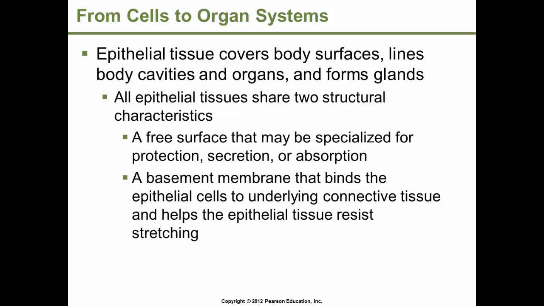Epithelial tissue covers our body surfaces, it lines the body cavities and organs, and it forms glands. All epithelial tissue shares 2 structural characteristics: a free surface and a basement membrane. The free surface may be specialized for either protection, secretion, or absorption. The basement membrane binds the epithelial cells to the underlying connective tissue and also helps the epithelial tissue to resist stretching.